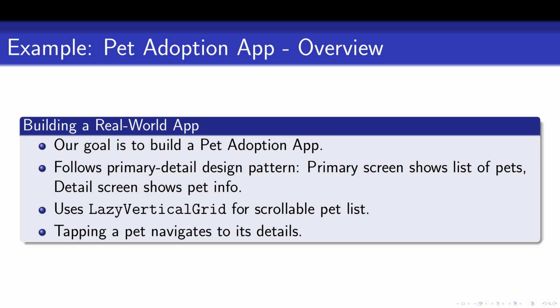We'll be applying these concepts in our pet adoption app, which follows a primary detail screen pattern. The main screen displays a scrollable grid of pet images, and when a user taps on a pet, they are taken to a detail screen with more information. This app structure is commonly used in real-world apps and teaches you how to combine layout, interaction, and navigation.